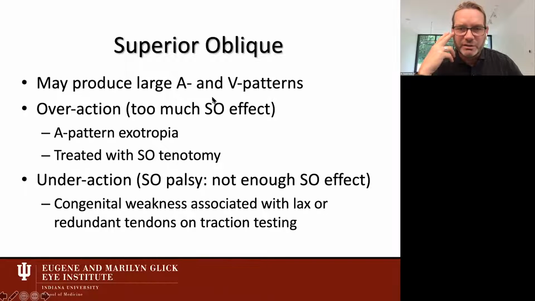But if you want to fix it and you're doing something already, if someone has a big V pattern and you're doing bilateral medial rectus recessions anyway, well, you might as well try and fix them as well as possible and fix the V pattern as well. So it all comes down to magnitude, right? I wouldn't necessarily operate just to make a V pattern or A pattern look better.